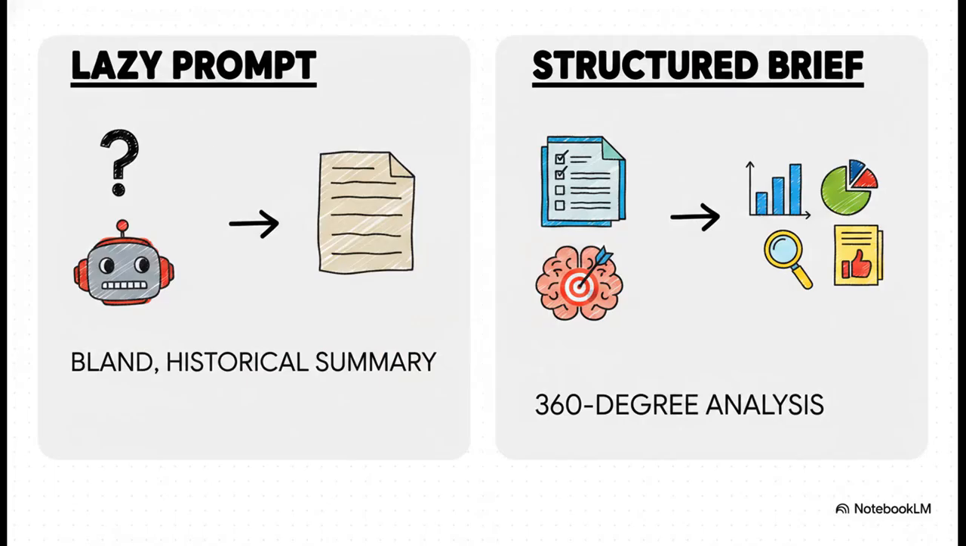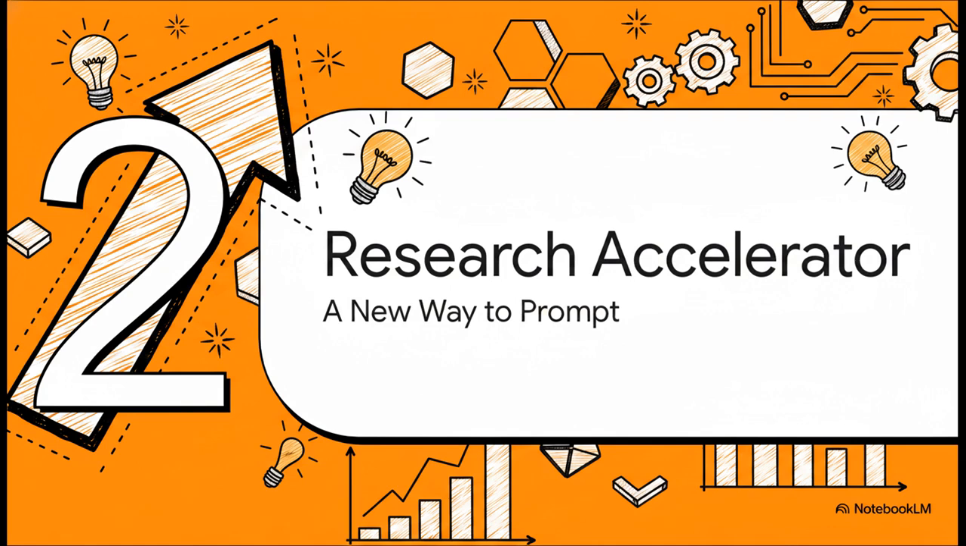Just look at the difference here. On the left, you've got that lazy prompt we've all typed in, "Tell me about this company." And surprise, surprise, you got a bland historical summary. But look at the right. That's the AI Advisor's method. It's a structured brief demanding a full 360-degree analysis of the business model, the financials, the moat, the whole shebang. The output you get isn't just better, it is fundamentally different. It's actionable. And this brings us right to the solution.